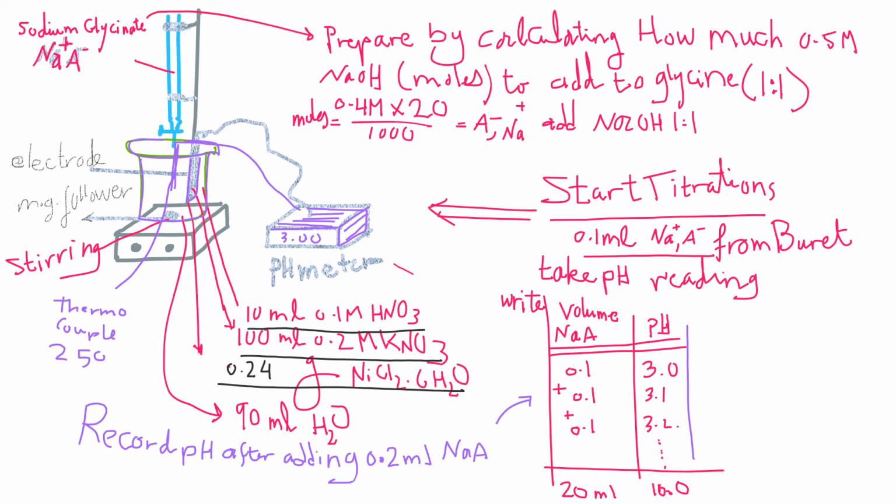Now, you have the table here, and at zero volume, the pH is, for example, 3. Then you add 0.1 mL or 0.2 mL. You stir with a magnetic stirrer in the beaker, and you measure the pH, for example, 3.1. You add another 0.2 mL. You measure the pH, and you keep adding until you get to pH 10, 0.2 mL at a time, and you record the pH for every step.